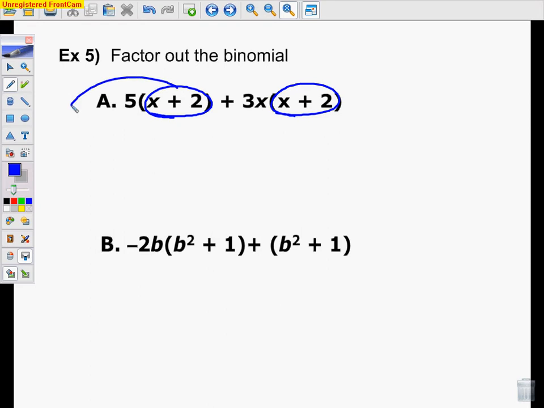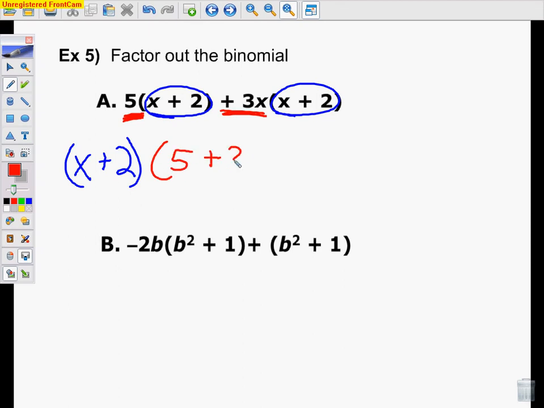We're going to take out the x plus 2's. So if we take out the x plus 2, we put it on the side here. And then when we take out the x plus 2, what's left on the inside? Well, we have a 5 and a positive 3x. So that becomes 5 plus 3x. Okay, and there's our answer. We factored out the x plus 2. What was left on the inside was 5 plus 3x.